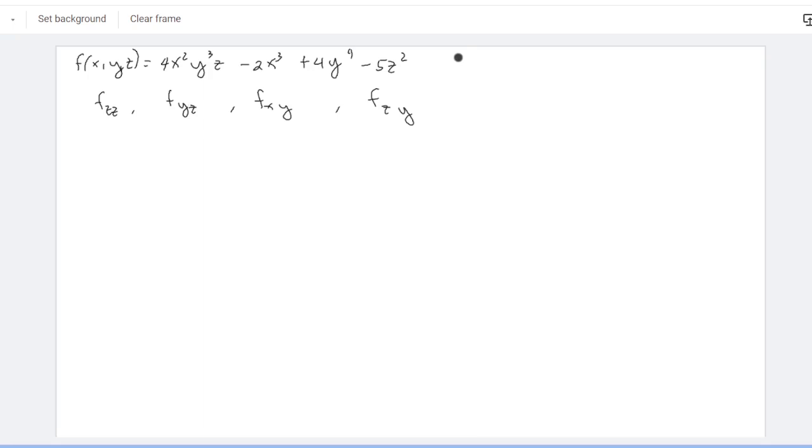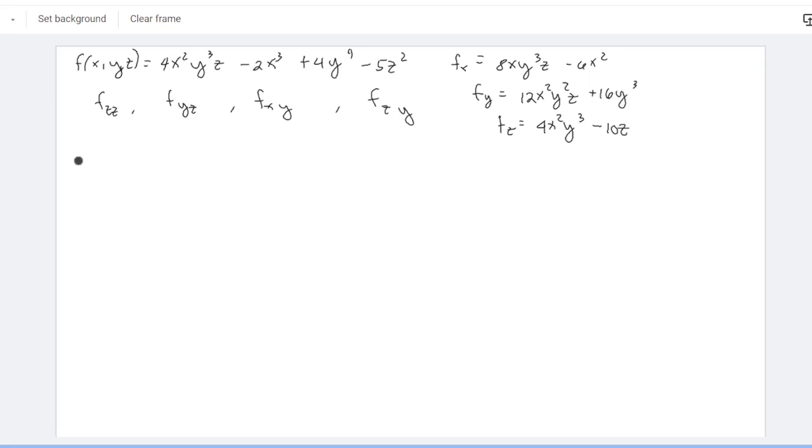By the way, our fx is 8xy cubed z, minus 6x squared. Our fy is 12x squared y squared z plus 16y cubed, and fz is 4x squared y cubed minus 10z.